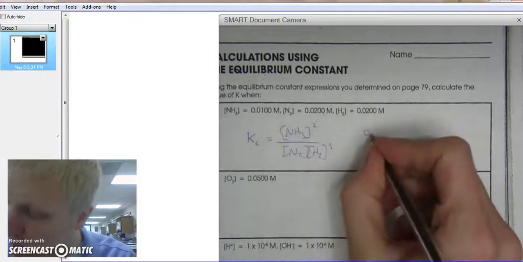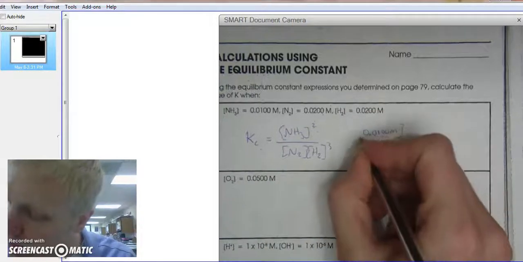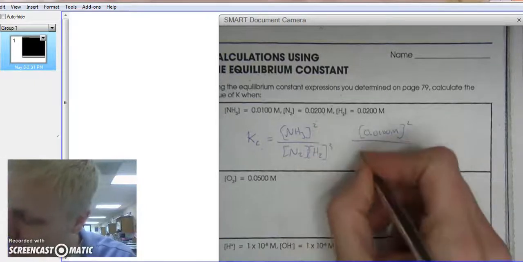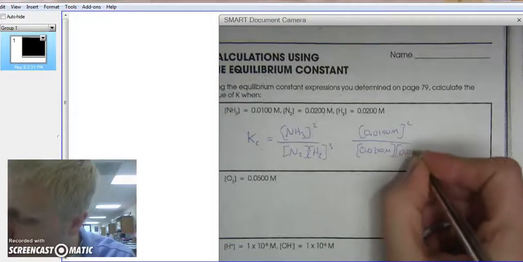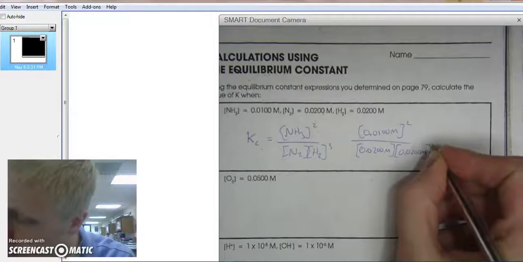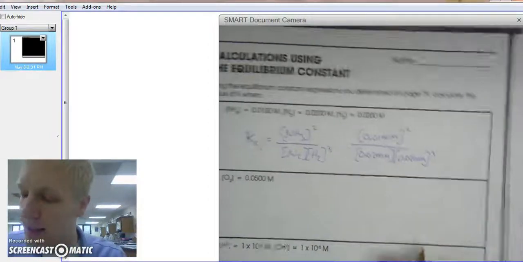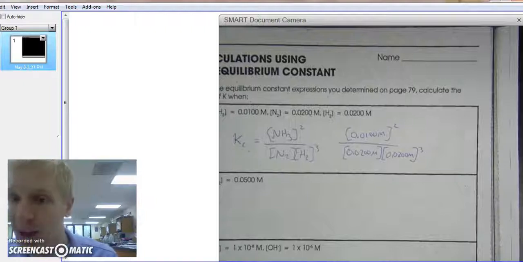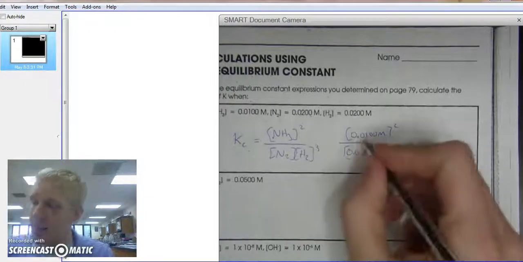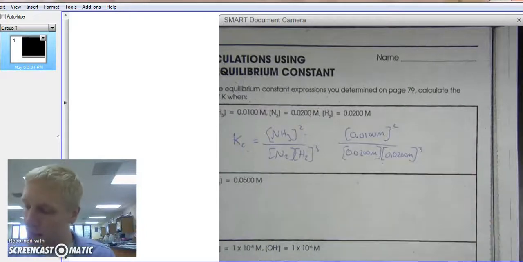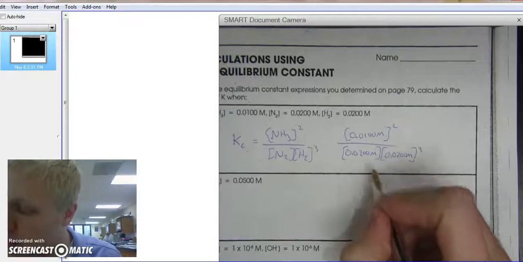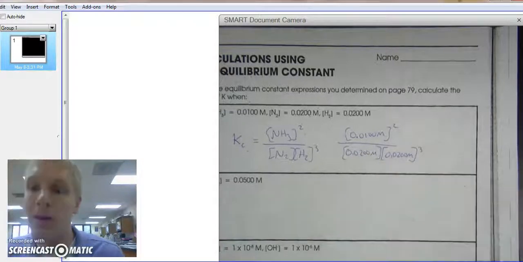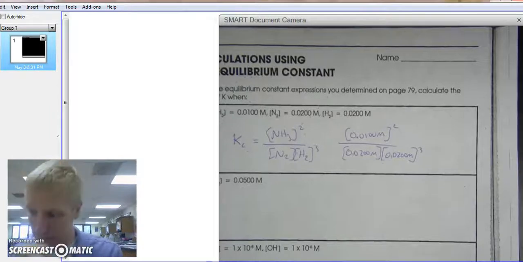So for NH3, it's 0.0100 molar squared, divided by 0.0200 molar to the power of 1, times 0.0200 molar to the power of 3. This is the trickiest spot, plugging this in your calculator. If you have a graphing calculator, the best way to do it is to put in parentheses your entire numerator. So in parentheses, 0.01 squared, end parentheses, divided by parentheses, 0.02 times 0.02 cubed, parentheses. Otherwise, you're going to get the wrong answer.